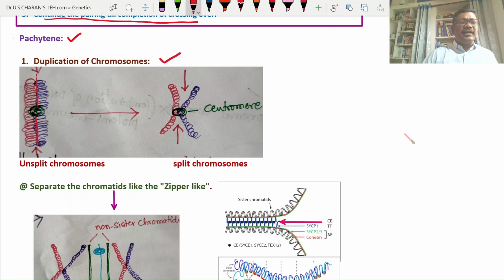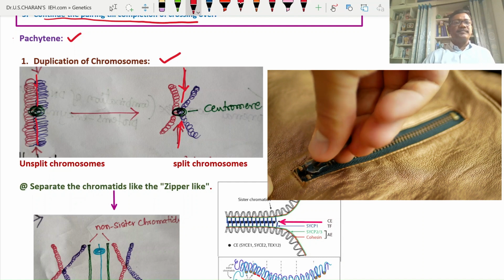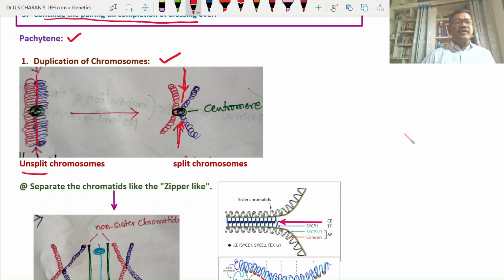The duplication starts at the end, the telomere region, and extends toward the centromere region, in a zipper-like manner, like the opening of a zip. So these are the unsplit chromosomes. After splitting, they look like this. This is the centromere region. These two arms or two strands are now called chromatids, but later they will be separate chromosomes.